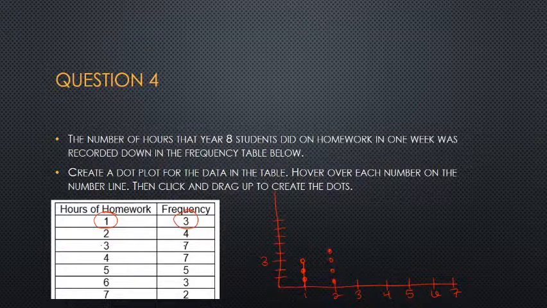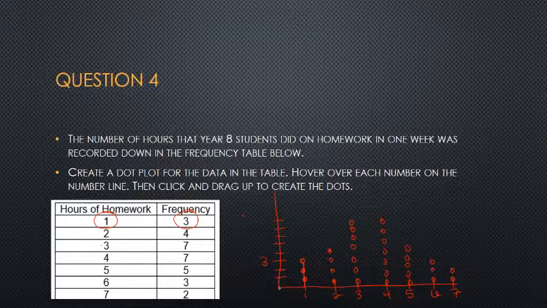For 3 hours of homework, there were 7 students: 1, 2, 3, 4, 5, 6, 7. Same for 4, there's 7. For 5, there's 5. For 6, there's only 3. And then for 7, there's 2.